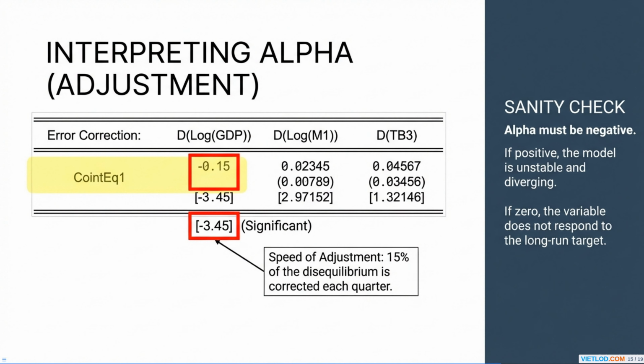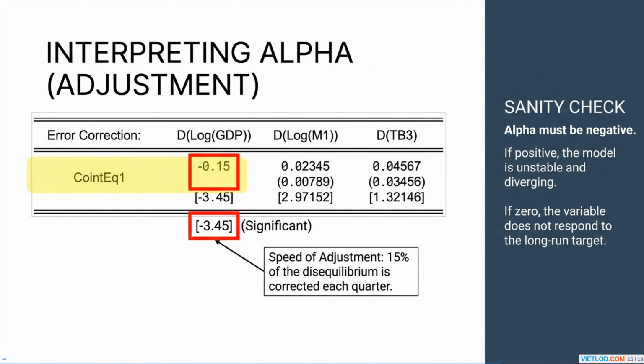Here, we focus on interpreting the alpha coefficient, which represents the speed of adjustment towards the long-run equilibrium. Looking at the error correction section, under the d.log GDP column, the coefficient for coin-EQ1 is negative 0.15. This is our alpha coefficient for GDP. A crucial sanity check for any alpha coefficient is its sign. It must be negative for the system to be stable and to converge back to the long-run equilibrium. Our alpha of negative 0.15 satisfies this condition.